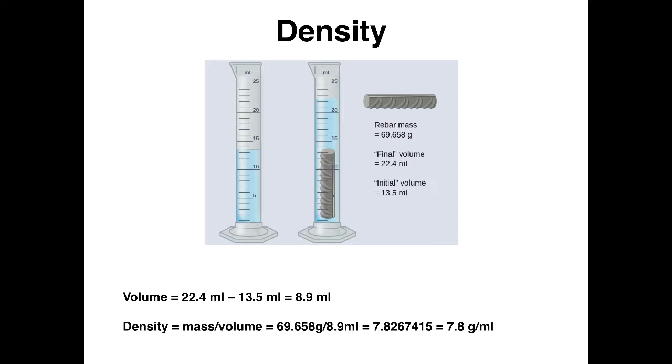The density of the rebar will be its mass, which is 69.658, divided by 8.9. Now the calculator tells you 7.8267415, but because 8.9 only has 2 significant digits, then the answer, 7.8, also only has 2 significant digits.